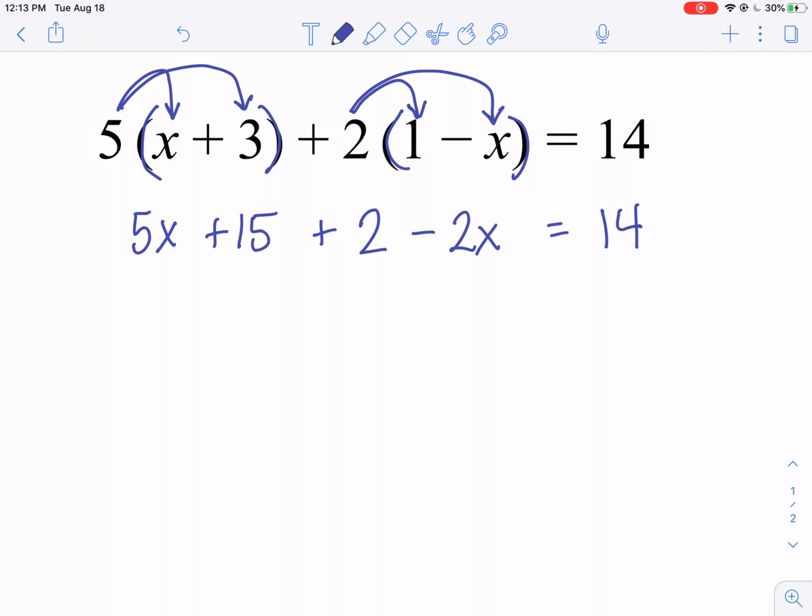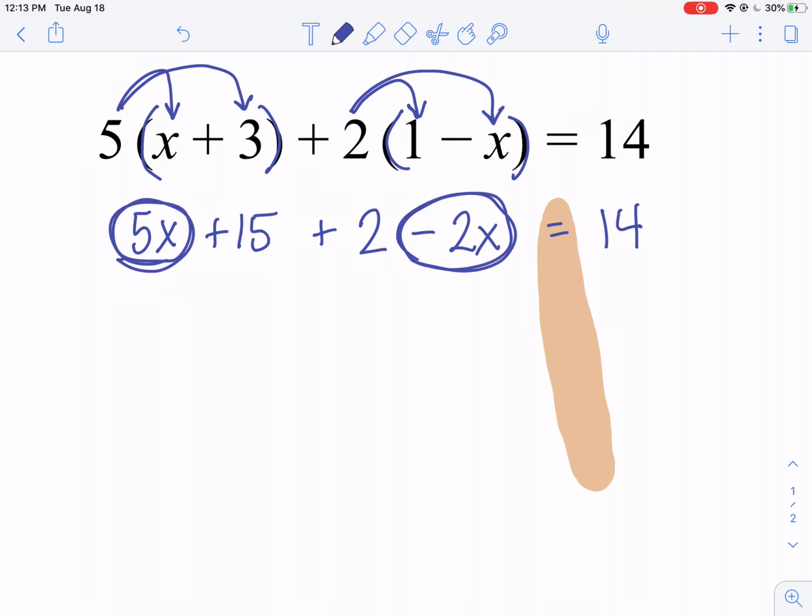All right, so if it's on the same side and it's a like term, then I want to be able to combine it. So I see 5x is the same as negative 2x, or they are like terms. So 5 minus 2 would be 3x. And then 15 plus 2 would be 17, still equal to 14.